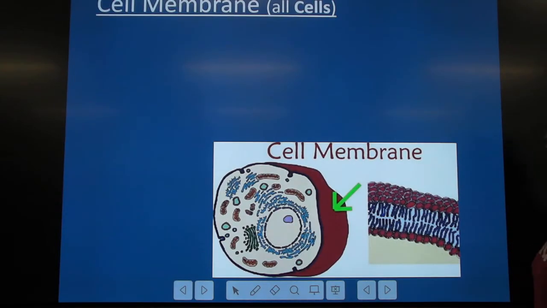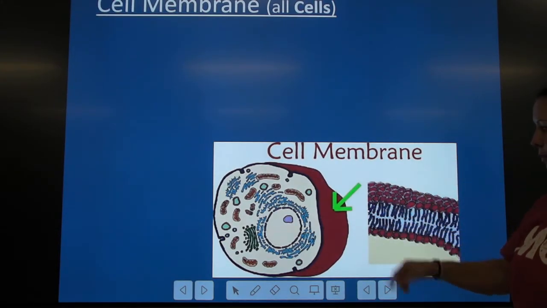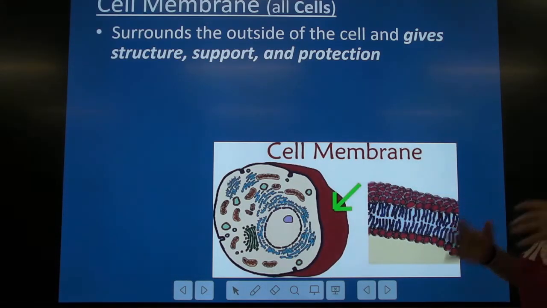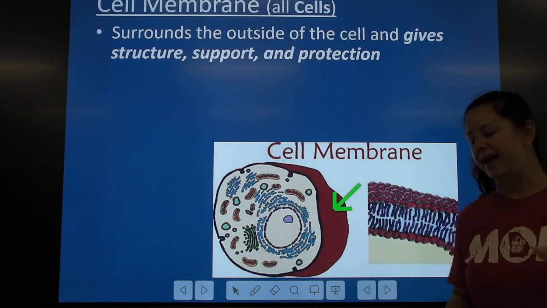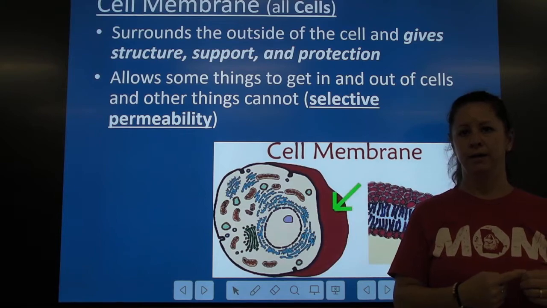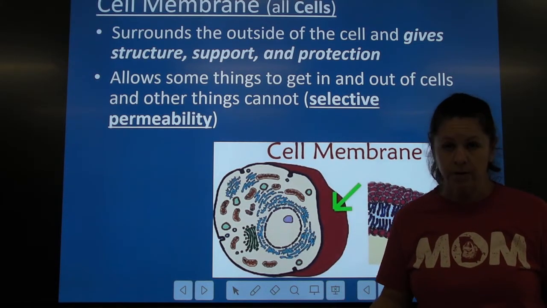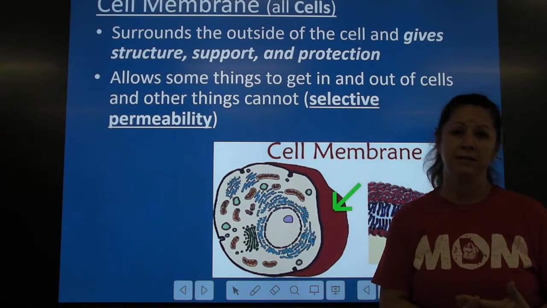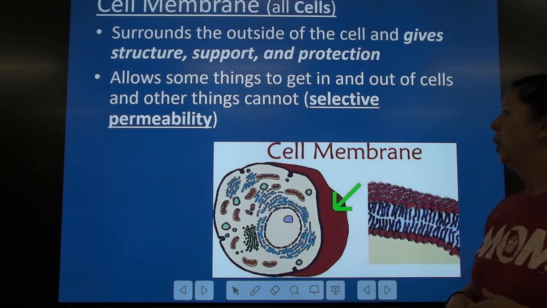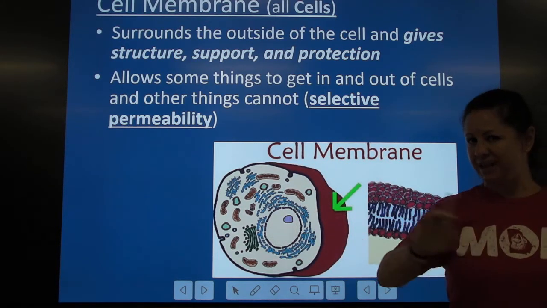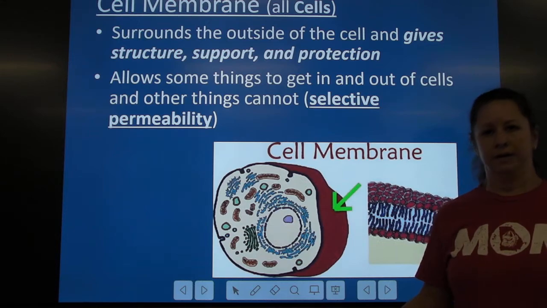Right? The first organelle we're talking about is the cell membrane. Y'all, it's the outside of the cell. It surrounds the cell and gives it structure, support, and protection. Okay? It allows some things to get in and it keeps some things out. It also allows some things to get out of the cell and keeps other things inside the cell. So that is called selective permeability, when some things can go through it but not other things.